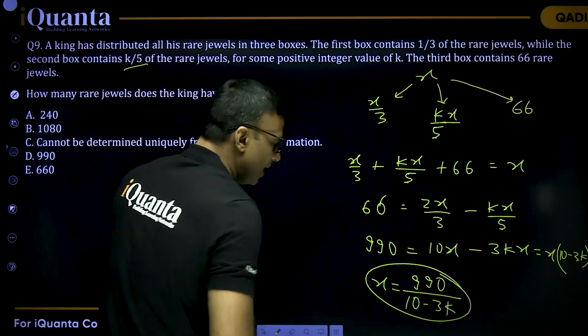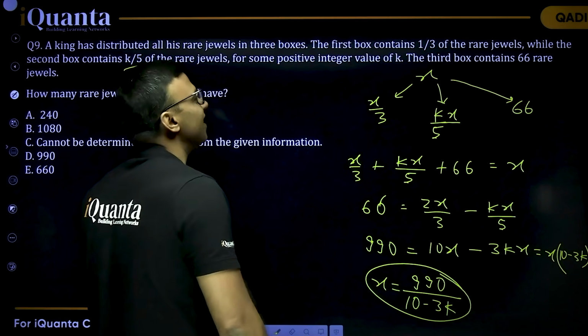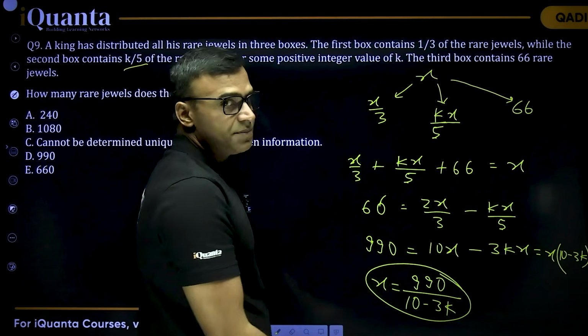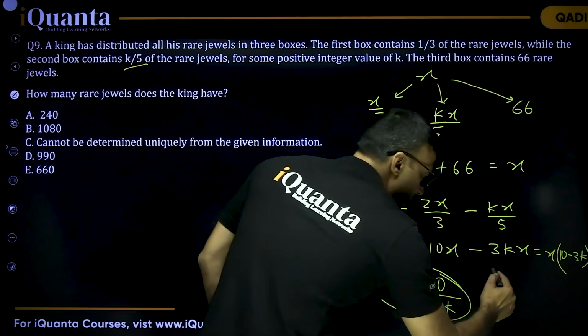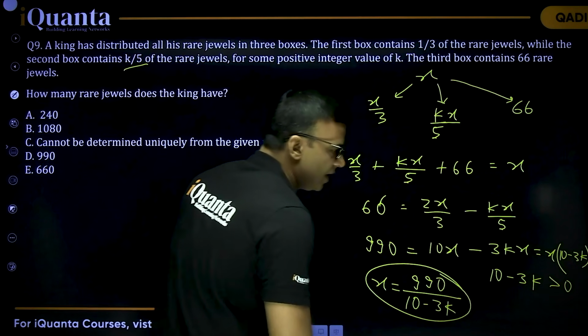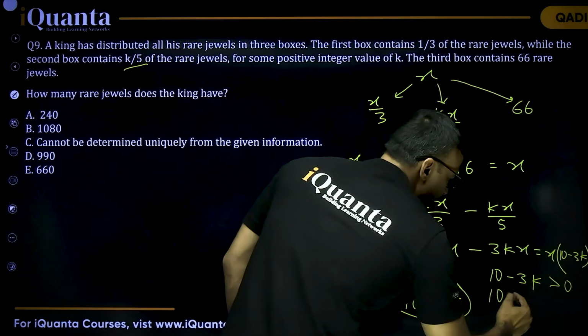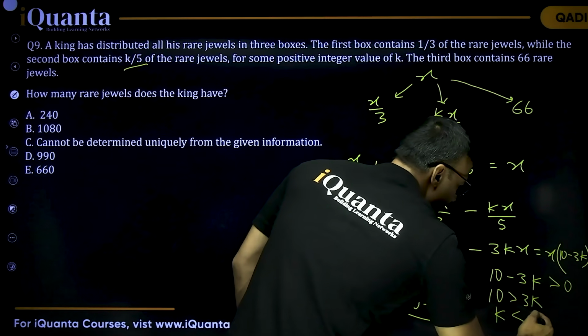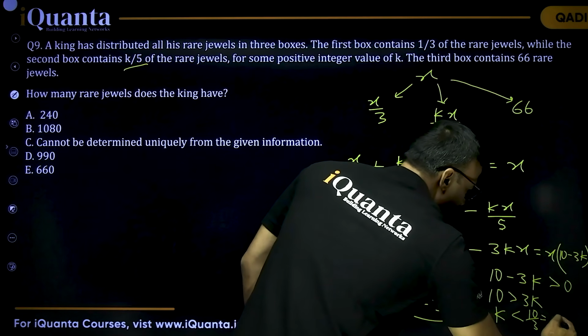Fantastic. Now, something is very clear from here itself. x has to be a positive number. So 10 minus 3k has to be positive because 990 is positive. So 10 minus 3k has to be greater than 0. It cannot even be equal to 0. So 10 is greater than 3k, or k is less than 10 by 3. 10 by 3 is 3.33.